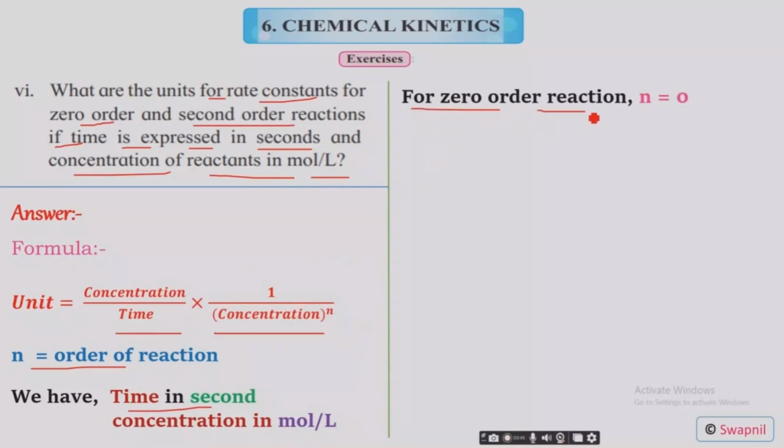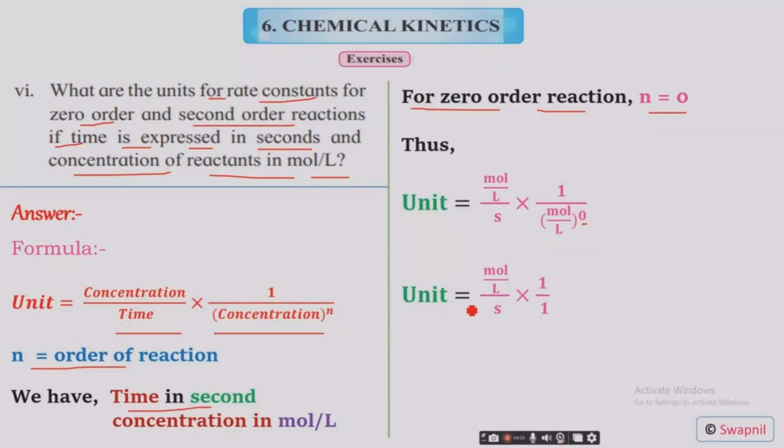Now for zero order reaction we have n is equal to 0, thus unit is equal to mole per liter divided by second into 1 divided by mole per liter raised to 0. Again we know that any number with power 0 must be equal to 1. So unit is equal to mole per liter divided by second into 1 divided by 1, and by rearranging we get unit is equal to mole per liter per second.